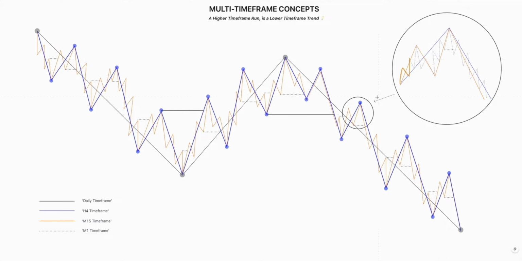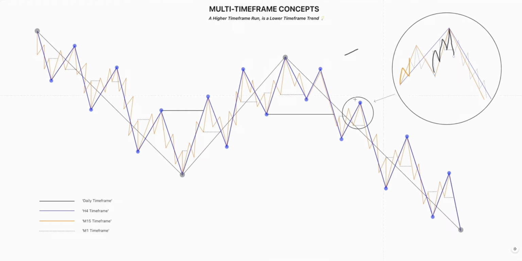Okay, so if we wanted to try and catch the very start of this 4-hour lower high here, we can obviously look at the 1 minute time frame. Let me just mark this out in black again. So here, the 1 minute time frame is making higher highs and higher lows. The 1 minute time frame then shifts bearish.